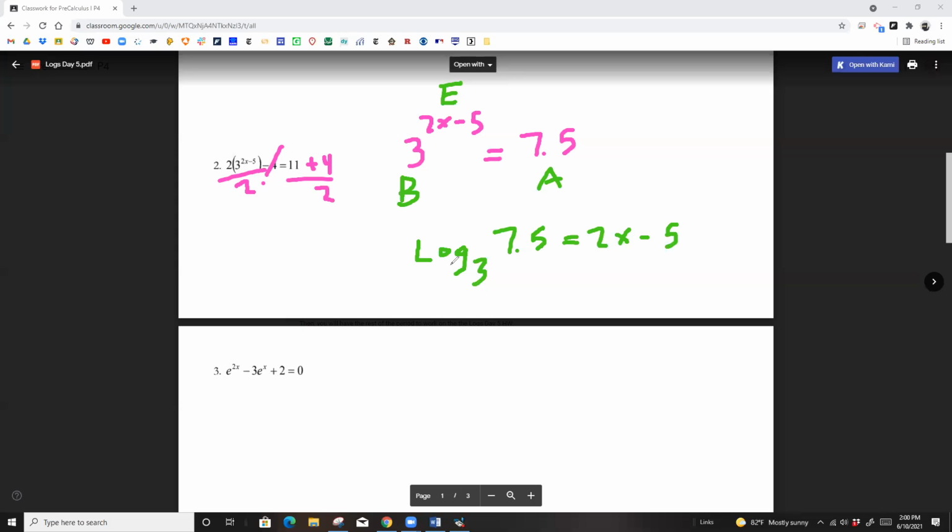All right, so if you wanted to, you could keep this, especially if it said give an exact answer, you want to keep that as the log of 7.5 base 3. But if it said round to a decimal, either now or at the end, you can convert that to a decimal with the calculator. So to solve for x, I'm going to add 5 to both sides. So bring that over to the other side by adding 5. And then divide both sides by 2.